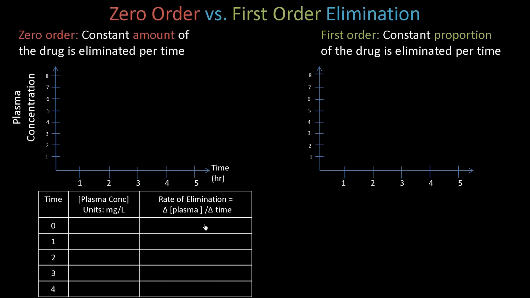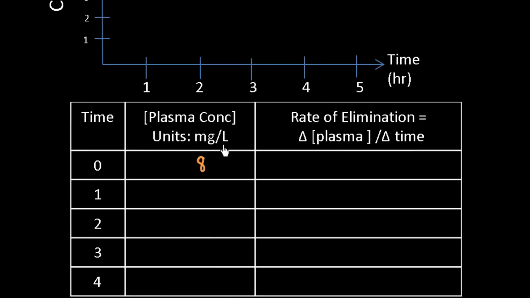So what we'll do is we're going to say the constant rate of elimination we see is going to be 2 milligrams of drug per liter of plasma per hour. And let's just assume that we start at 8 milligrams per liter. So if I'm saying the rate of drug metabolism is 2 milligrams per liter, and this is per hour. With zero order kinetics, the rate of elimination is constant, so this is going to be the same all the way through. So every hour we lose 2 milligrams per liter.